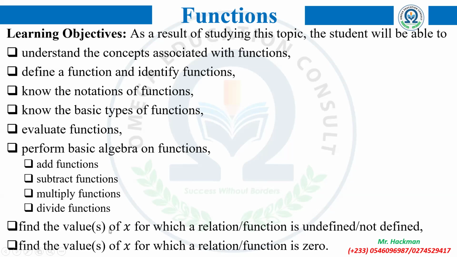Then find the value or values of x for which a relation or a function is undefined or not defined. And last but not the least, find the value or values of x for which a relation or a function is 0, what we usually call the zeros of a function. So this will be the learning objective for the entire lessons onwards on functions. However, for today's lesson, we are going to end here. Evaluation of function. That is going to be our target. So it will be from here up to here. Hope I'm clear.